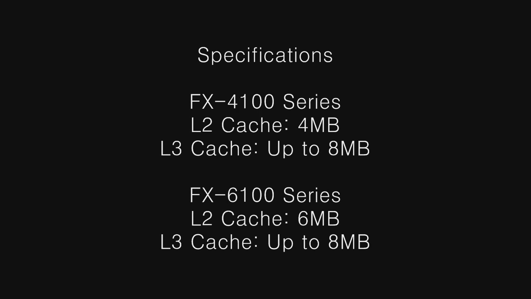The only other thing that I could find besides what I listed earlier was the L2 and L3 cache, and as you can see, this is what it will be for the FX4100 and FX6100 series of CPUs. The L2 cache will basically be 1 megabyte per core, and the L3 cache will be from 4 megabytes up to 8 megabytes on the 4100 and 6 megabytes up to 8 megabytes for the 6100 series.